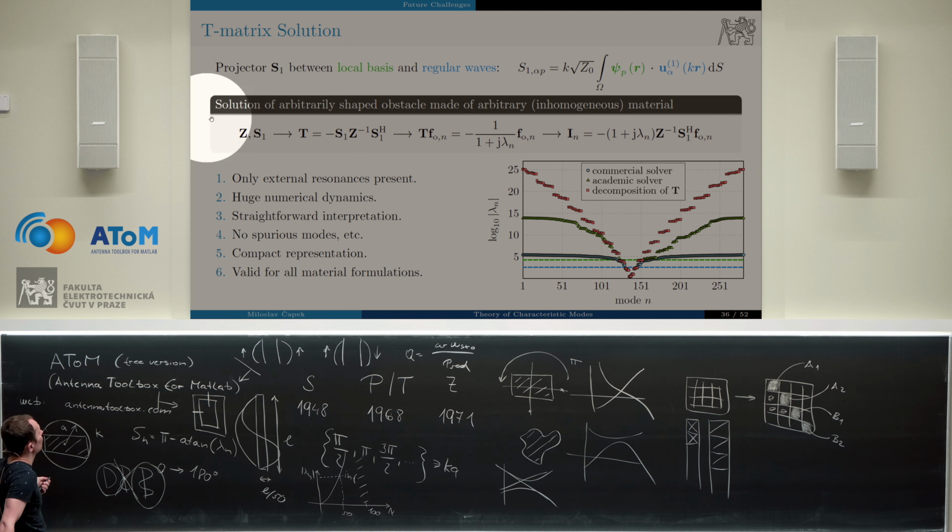And then the Z matrix is 20,000 times 20,000, or 25,000 times 25,000. But the T matrix is only hundreds times hundreds. And that's what you will decompose here. So you save a lot of computational time.